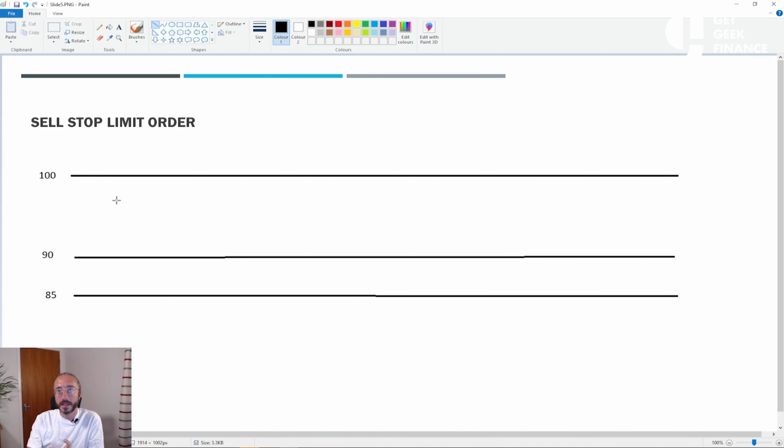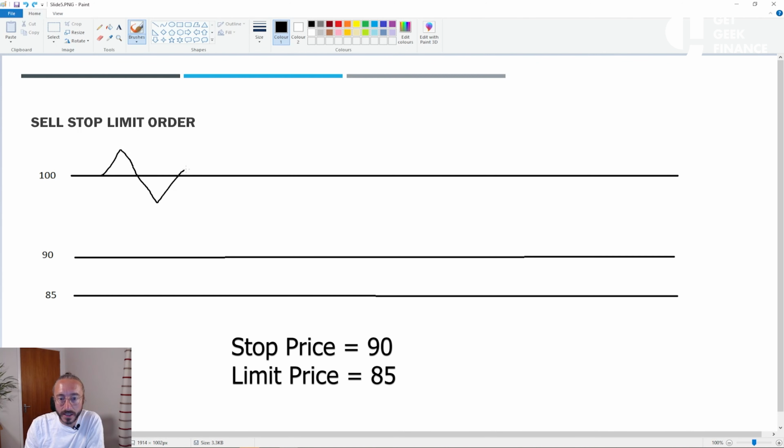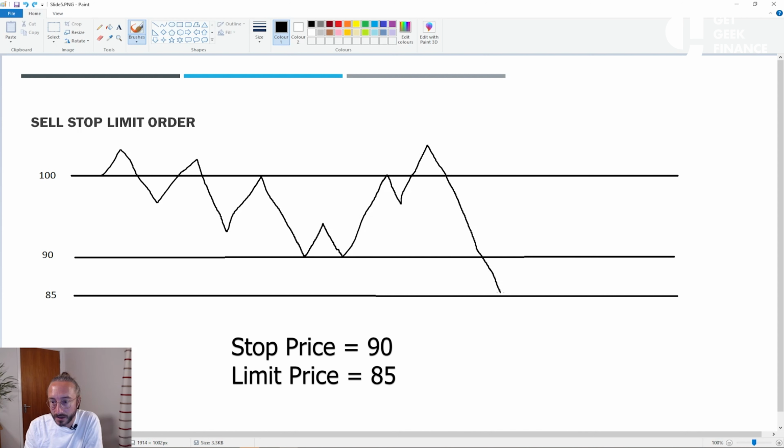So with a sell stop limit, there would be 2 prices you key in, the stop price and the limit price. So for example, this could be going up and down here, and then eventually it goes here, but it doesn't sell as soon as it hits that, and it could go back up again, and then it could even go all the way above here, but then eventually it does come back down, hits 85, our limit order was activated here, but our limit order doesn't sell until it reaches here.